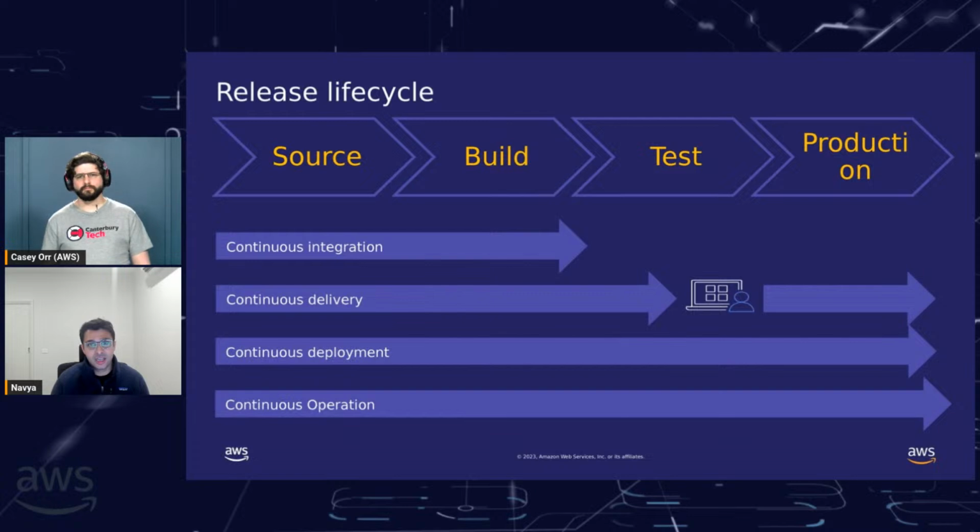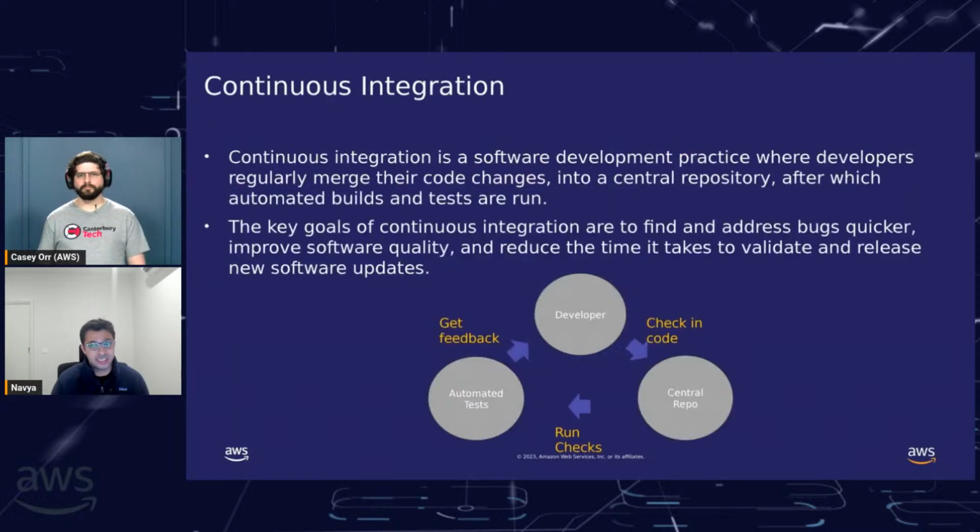So just to start, let's talk about continuous integration. Continuous integration is basically a practice of checking in your code to continuously push into your Git repository and then continuously verify it with each change with an automated build and test process.